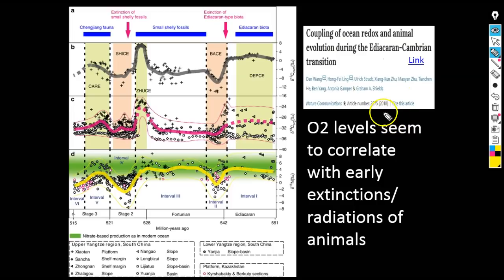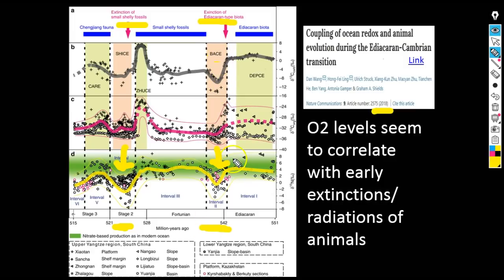Now here's another thing. This is a paper that just pretty recently came out, 2018. These are all proxies here, but the one I want to show you is these drops. Each time this drops down right in here, that is proxy data suggesting a major drop in the amount of oxygen. And I want you to note the time intervals here, right here around 542. Then you've got another important one in here. So look at the words small shellies and look at the words Ediacaran type biota. We'll come back to that again.